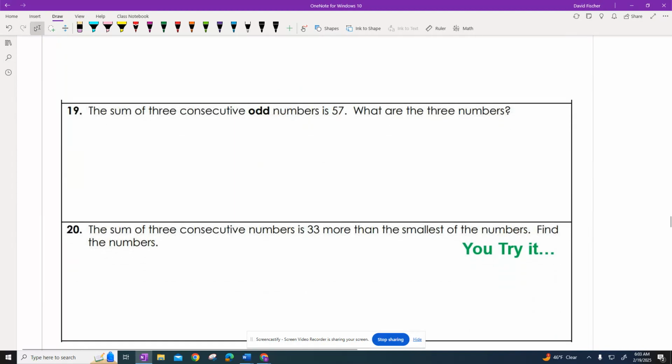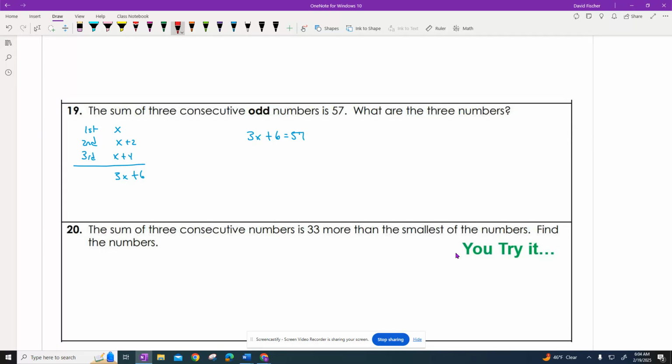So again, I'm going to have 3 consecutive odd integers is 57. So then we have the same pattern. First number is going to be x. Second number is going to be an x plus 2. And third number is going to be an x plus 4. Sometimes I'll do this. If I have them all listed here, I see 1, 2, 3 x's. And 4 plus 2 is 6. And so now I'm just going to write 3x plus 6 equals 57.